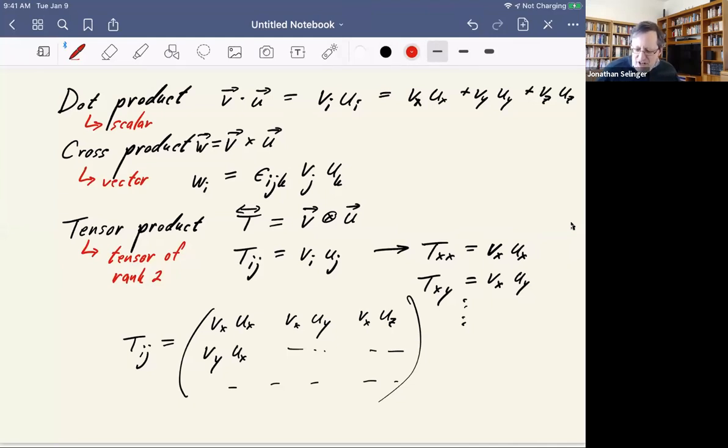Although I don't have a visualization, I do have a little bit of vocabulary. Okay, so there are other words that you might hear for these things. And so a dot product is also known as an inner product. These words mean the same thing. Okay, dot product and inner product. A tensor product is also known as an outer product.